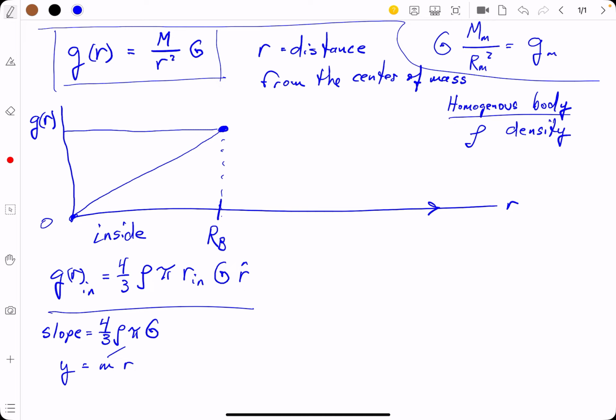But on the outside, we have the same old thing. G of r on the outside is going to be equal to the mass of the object divided by the radius of the object squared times G. And that, of course, is going in the r hat direction as well. So we can stick a little vector on these guys. And if you do a graph of 1 over something squared, you go like this. And why did I say r of the object squared?